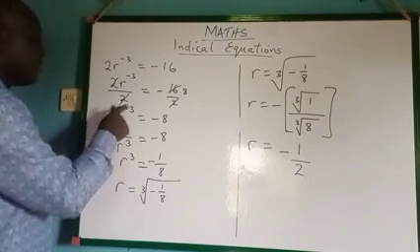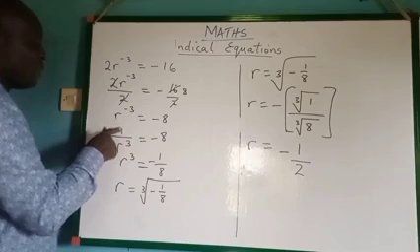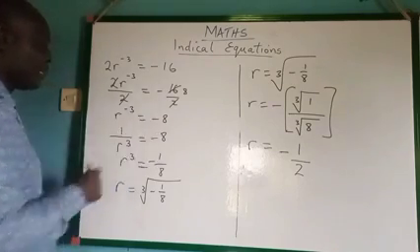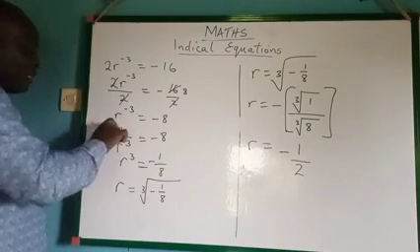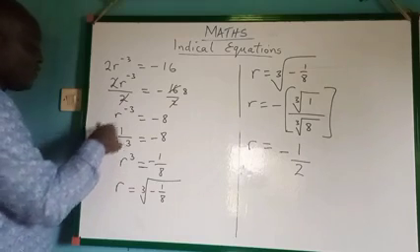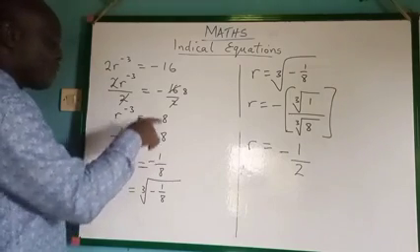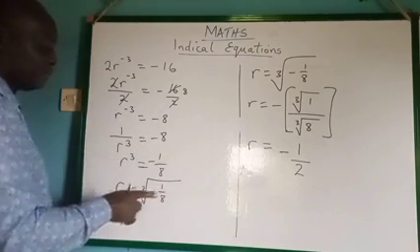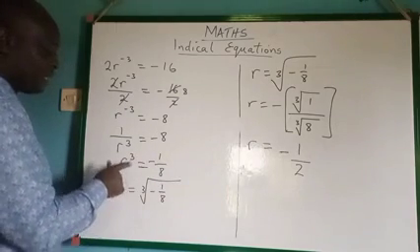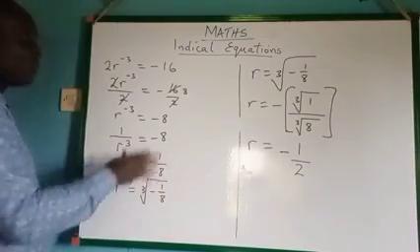So r raised to power minus 3, if I change that one using negative indices, it becomes 1 over r raised to power 3. And this minus 8 is still brought down. If I find the reciprocal of this by turning the denominator and numerator to replace each other, I have r raised to power 3 over 1, which is r raised to power 3, equal to 1 over minus 8, that is minus 1 over 8. Power is 3. If it goes to the other side, I change to root. So that is root 3 of minus 1 all over 8.